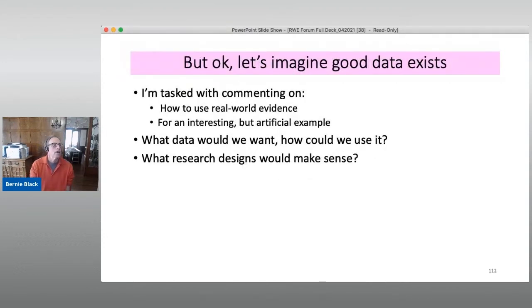Okay. Enough about complaints about the data we don't have. Let me imagine that good data exists. And I want to comment on how to use real-world evidence for an interesting but artificial pancreas example. What data would we want? How could we use it? What research designs would make sense? Next slide.